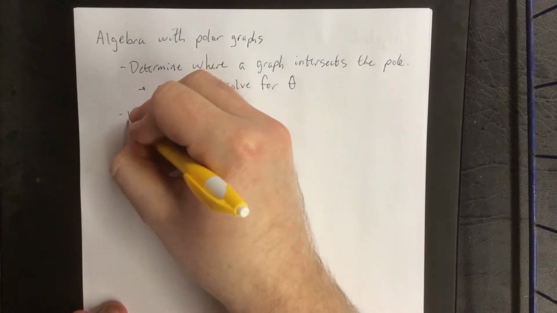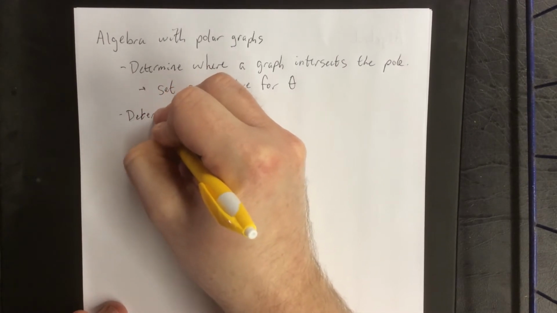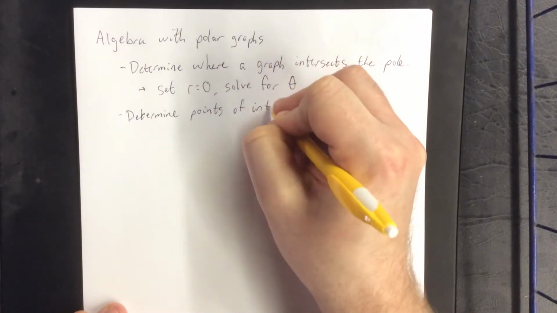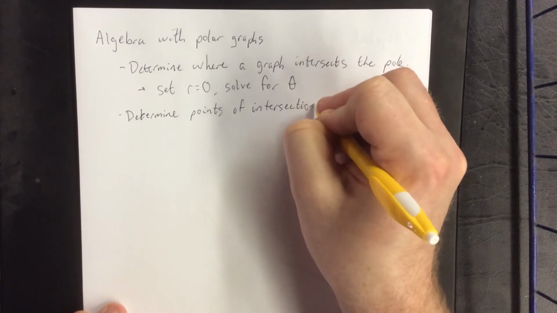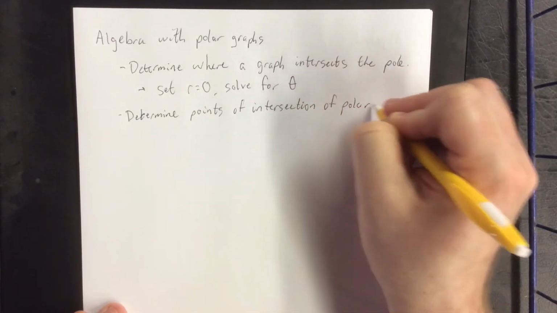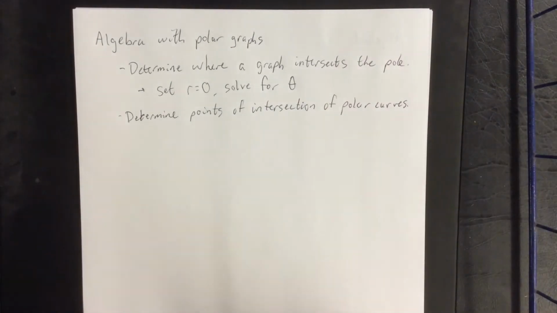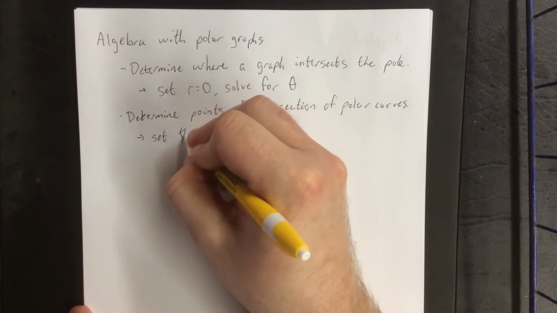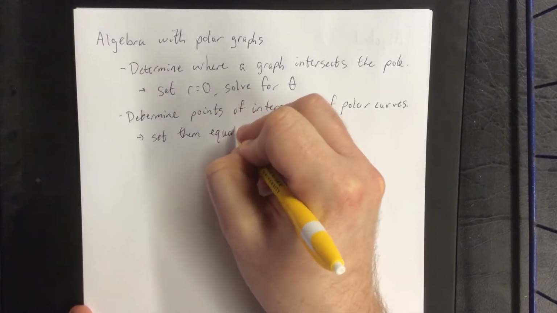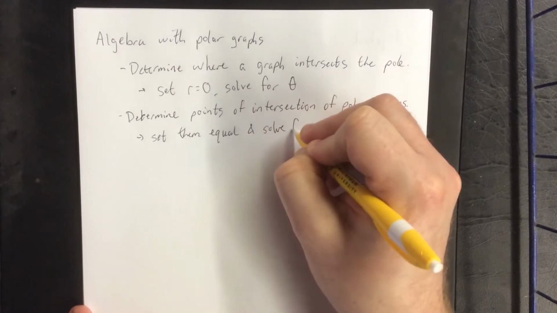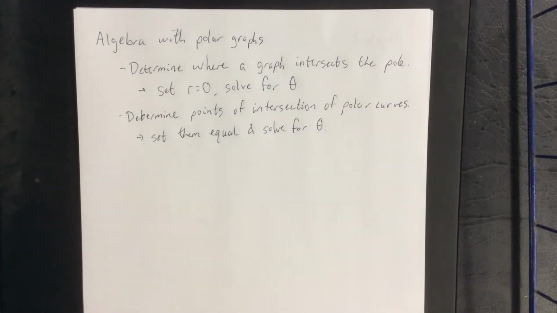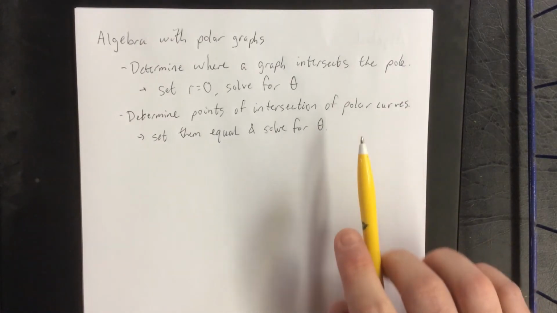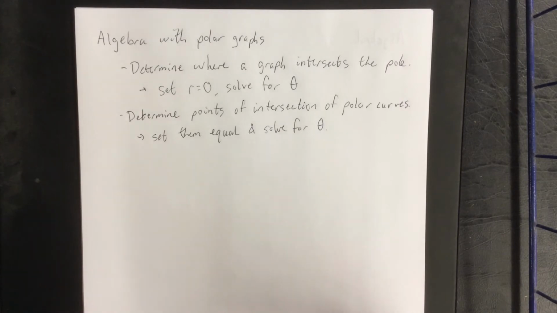Another possibility would be: determine points of intersection of polar curves. Generally, that would involve setting two things equal to each other and solving for theta. Now there is the possibility, though, that two things could also intersect at the pole for two wildly different values of theta, so please be aware that that's a possibility as well.